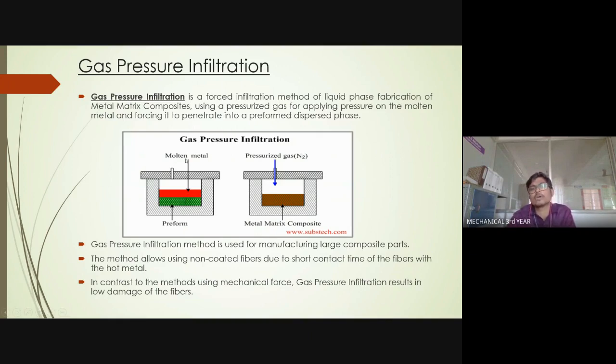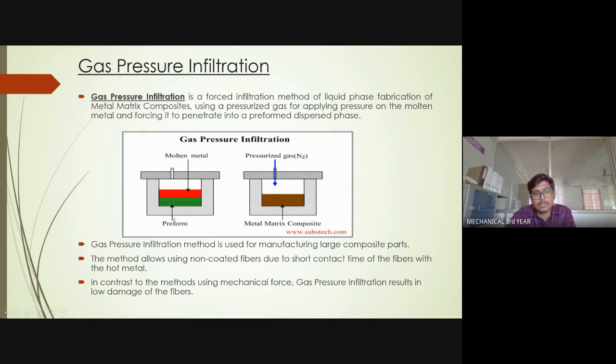So what we are going to do is we are going to use gas pressure. Here you are going to use nitrogen gas. You can see here pressurized gas for applying pressure on the molten metal by forcing it to penetrate into a preform dispersed phase. Preform is a dispersed phase over here, and here you can see some yellow dots. So you are going to add gas pressure from the top. A duct is provided over here. Through the duct, you are going to inject N2 gas, high pressure nitrogen gas, sent through this duct. So what happens? Due to that pressure, this molten metal will get infiltrated into this material.